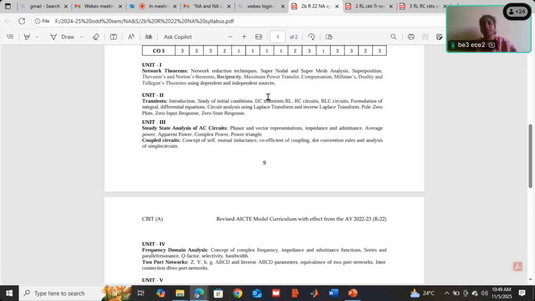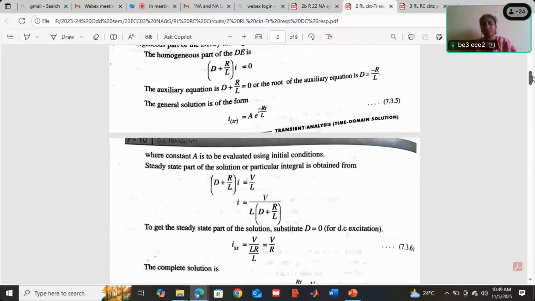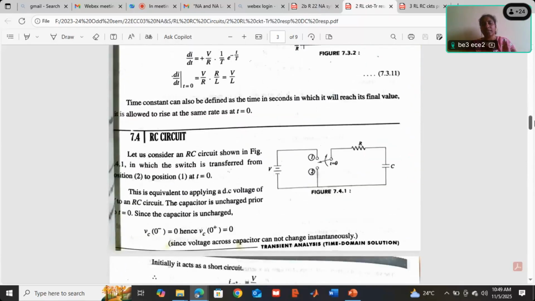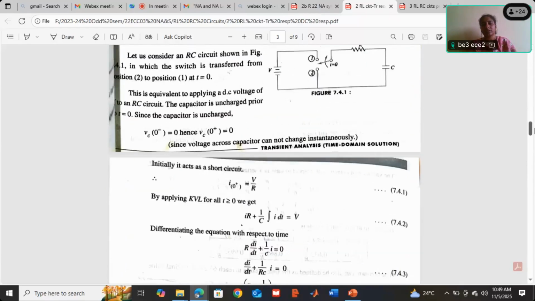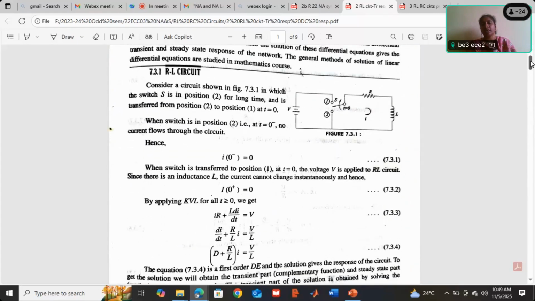In the second unit, this portion, RL, RC circuits, circuit analysis, RL and RC circuits, okay. Now coming to the RL circuit, it will be like this, only R and L components connected. We started with RC. So here RL, you can see RL.